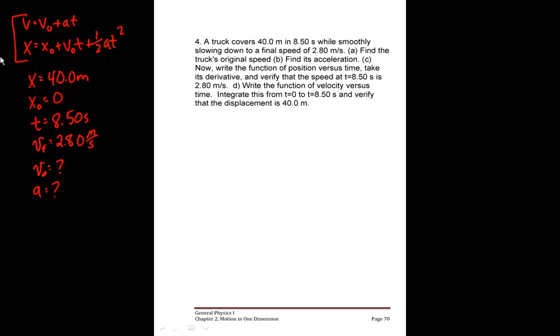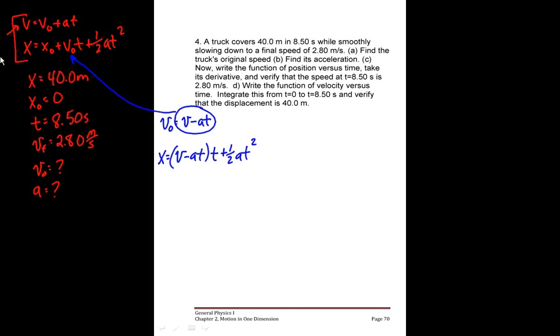Both of these equations have two unknowns because both of them have V naught and both of them have acceleration in them. So what we're going to have to do is solve this top equation for V naught. From the top equation, V naught equals V minus AT. And then we're going to take this and plug it in here for V naught. And then I can rewrite that second equation: X is equal to V minus AT times T plus 1/2 AT squared.